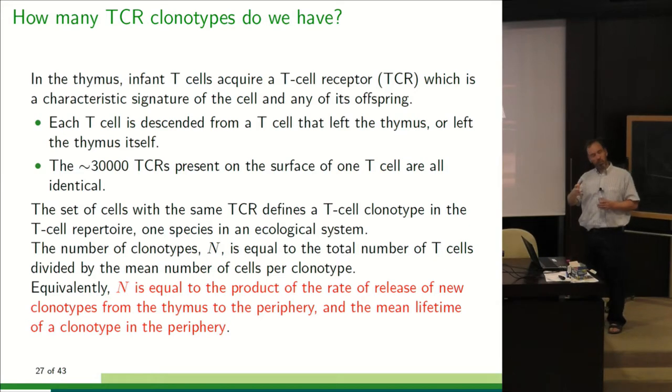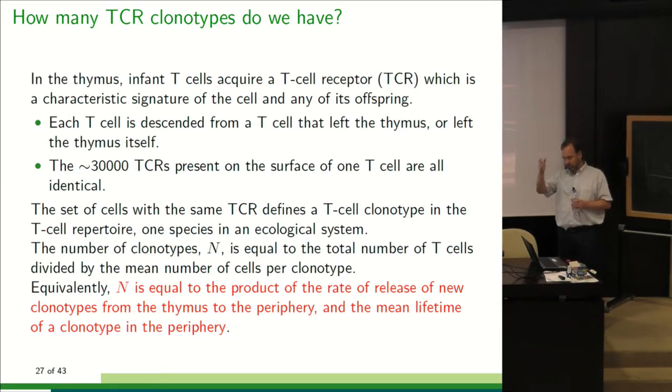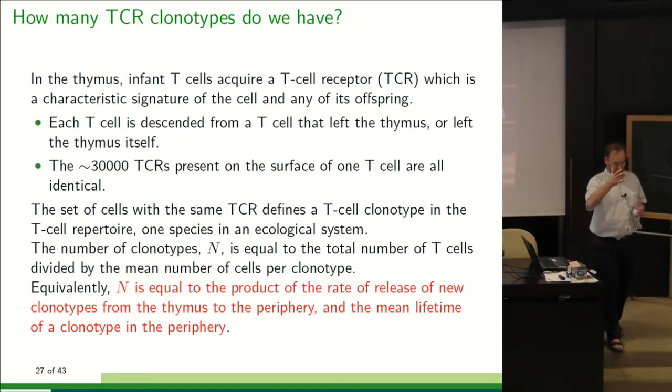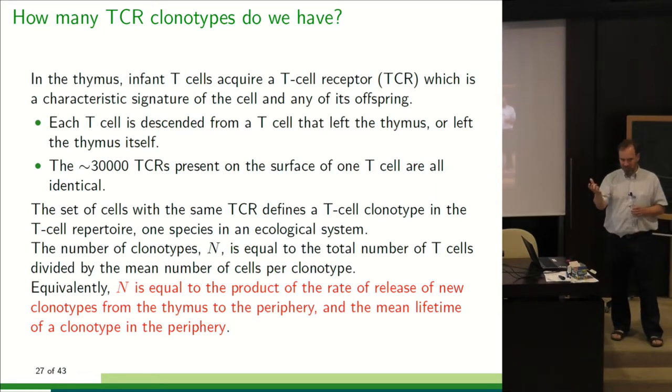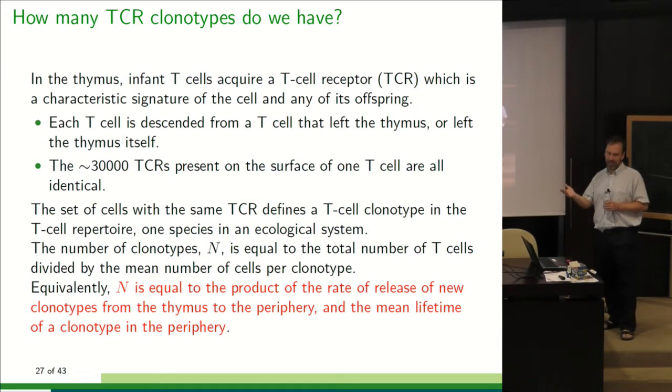Okay, so how do you scale from a mouse to a man? Do you have the same number of specificities but 10 to the 4 times more cells? Or do you have 10 to the 4 times more specificities? If you could design this a priori, what would you do? Okay. What does nature do? It might not be the same thing. Okay.